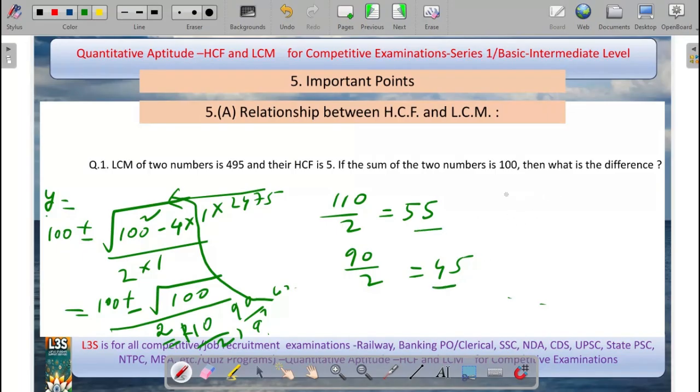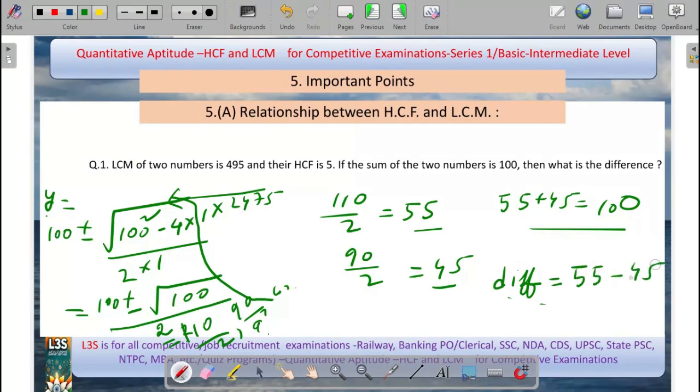Again, we can cross check: 55 plus 45 is equal to 100. So it is okay, the sum is 100. So the two numbers are 55 and 45. We have to find the difference between these two numbers. So the difference will be 55 minus 45, which is equal to 10. This will be the answer.